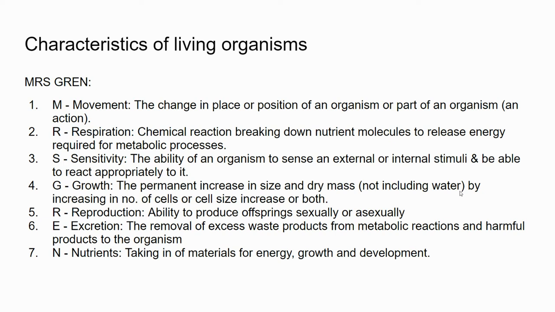This can be an increase in the number of cells, or in cell size, or in both. In our case, we increase in number of cells. Number five is R, which stands for reproduction. It is the ability to produce offspring sexually and asexually. We are mammals and reproduce sexually, by fusing the male gamete with the female gamete to form a zygote.